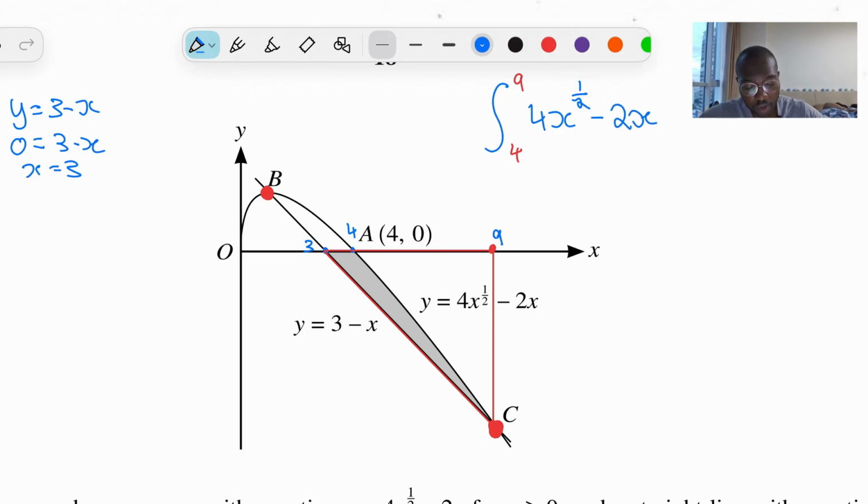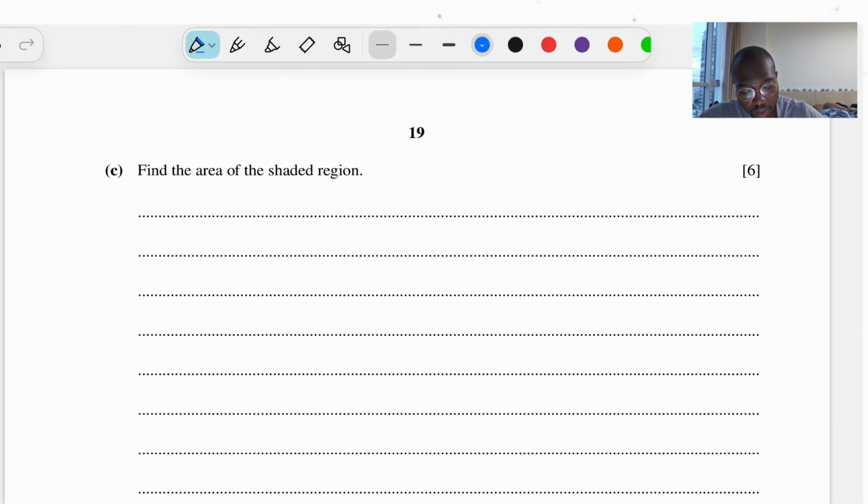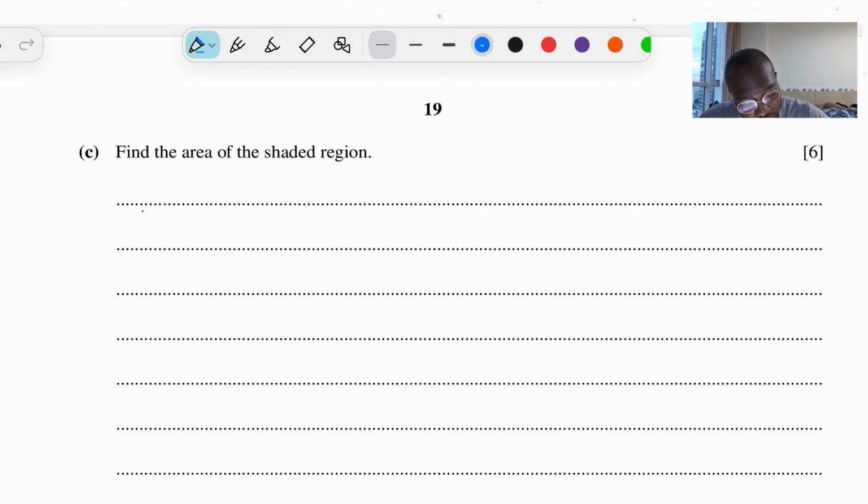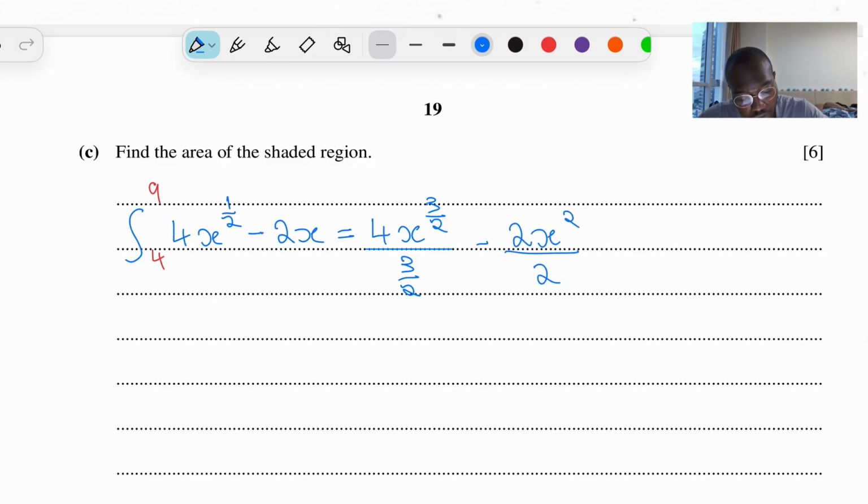So that's what I'm going to do on this page here, okay? So let's do that now. So the integration from 4 to 9 of 4x to the power of a half minus 2x, okay? And if we integrate this, what do we get? We get 4x^(3/2), because we add 1 to the half and divide by that new power, so it's 3 over 2. And then we get minus 2x squared over 2, okay?